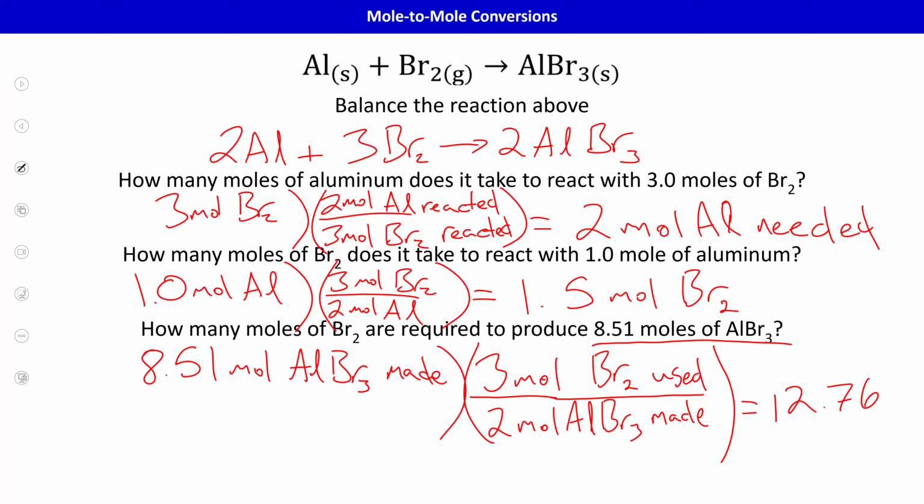Might have been 12.76, I think. Yeah, 7.7 after rounding. And actually, we're only going to round it to 3 sig figs anyway.